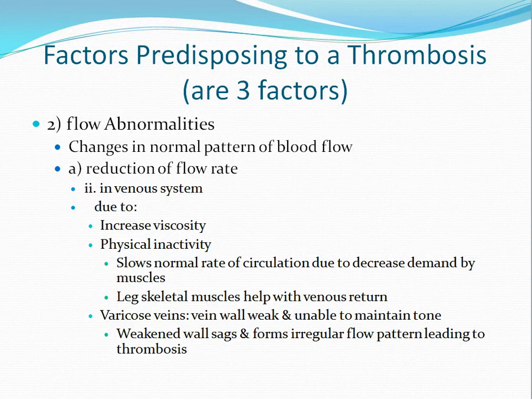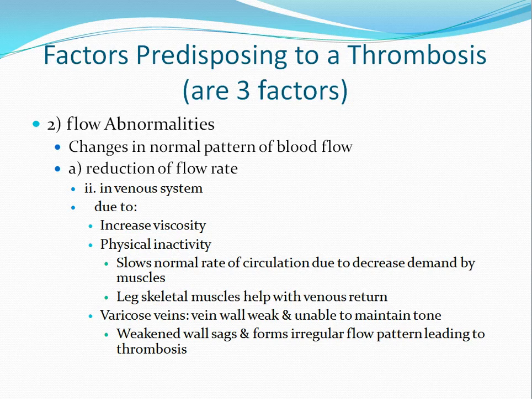In the venous system, flow abnormalities may also be due to an increase in viscosity, or they may be due to physical inactivity. Physical inactivity will slow the normal rate of circulation, and this is mainly due to a decreased demand by the muscles. Less activity also results in less muscle contractions. Our blood, in order to get it back to the heart, relies on muscle contractions. If our muscles are inactive, less blood is going to be flowing through the veins. This is important especially in the leg veins, like I said, because they rely on our skeletal muscles to help with the blood flow.